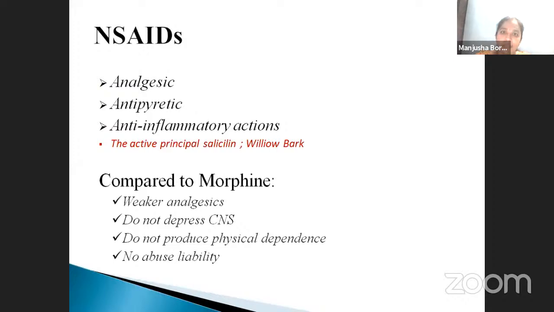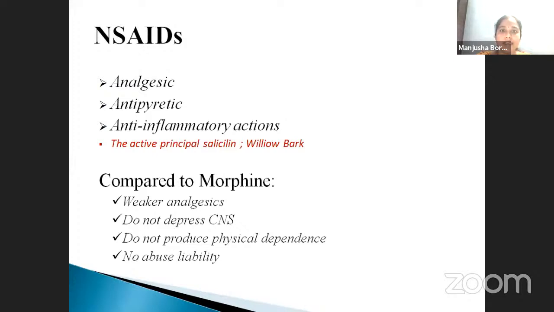Non-steroidal anti-inflammatory drugs are commonly used as over-the-counter drugs. They have analgesic, antipyretic, and anti-inflammatory actions. In comparison with morphine, these drugs are also called non-narcotics and aspirin-like agents. These aspirin-like agents are weaker analgesics, do not depress the CNS, do not produce physical dependence, and have no abuse liability. Mostly a long answer question is asked on the non-steroidal anti-inflammatory drugs.